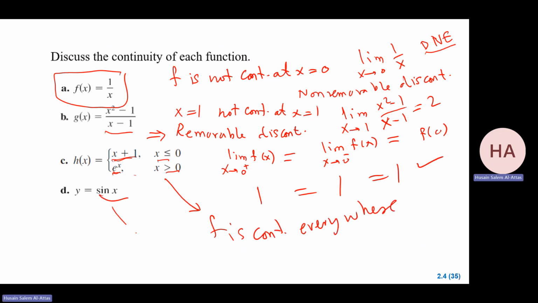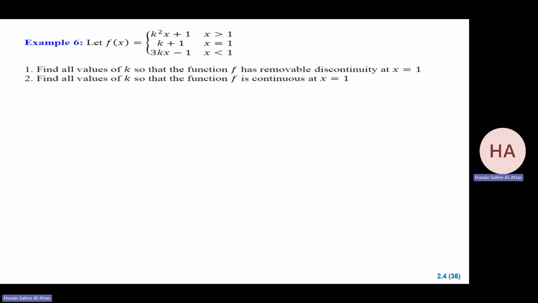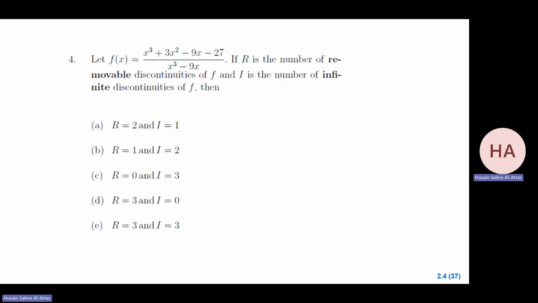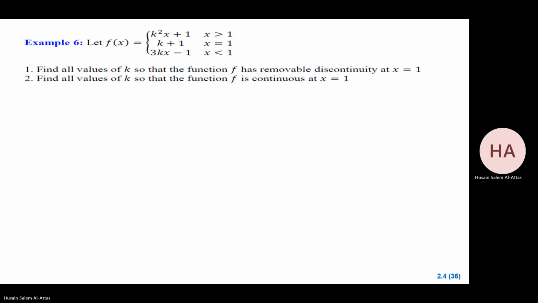And the same thing with this sine, because I know the graph of sine. The function is continuous everywhere. Okay. Look at this question before I go to the old exams. I have a piecewise function where I have smooth functions inside. And it says find all values of k so that the function is continuous at x equals a. I need to find the values of k.